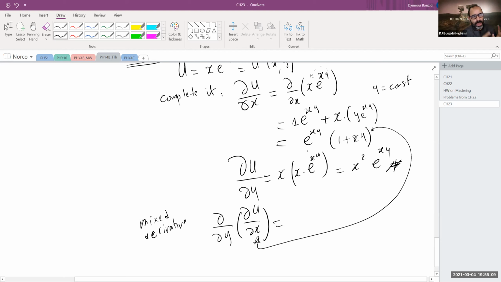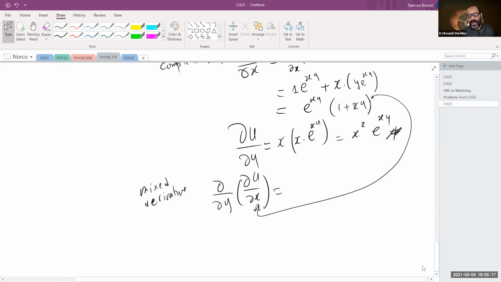So there is a product rule there at work: the derivative of the first times the second, plus the derivative of the second times the first. So we're done with that part.